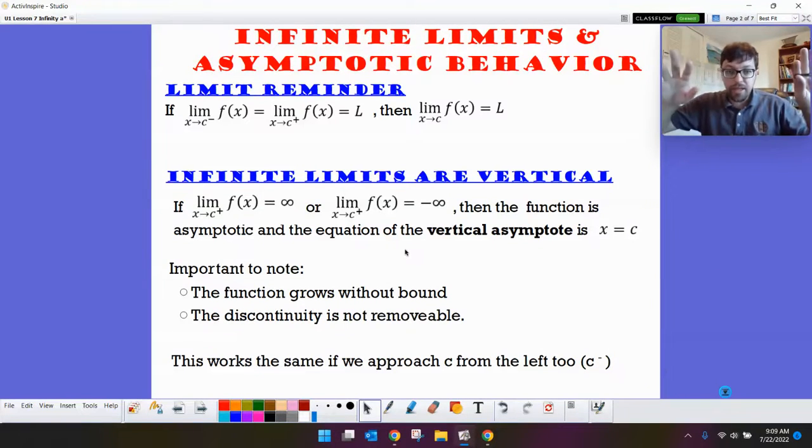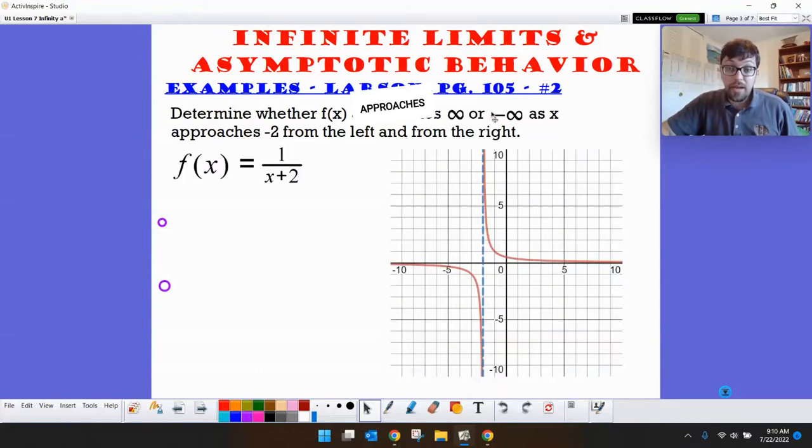Also, everything I set up above works the same way if x is approaching c from the left instead of the right. Consider infinity or negative infinity as x approaches negative 2 from the left or from the right.